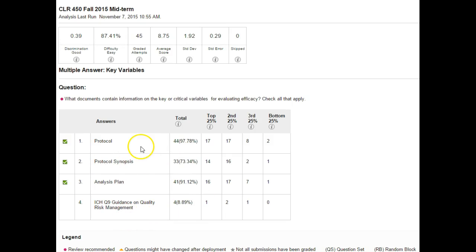It's wrong. However, in both the protocol and the protocol synopsis and the analysis plan, all of these documents will identify the primary and secondary objectives for the study, and those are where you derive your key variables from. Because if it is a primary endpoint, then you're going to have to consider everything that relates to it as a key or critical variable. And again, you're going to find that in the protocol. You'll find it in the protocol synopsis, and you'll find it in the analysis plan.